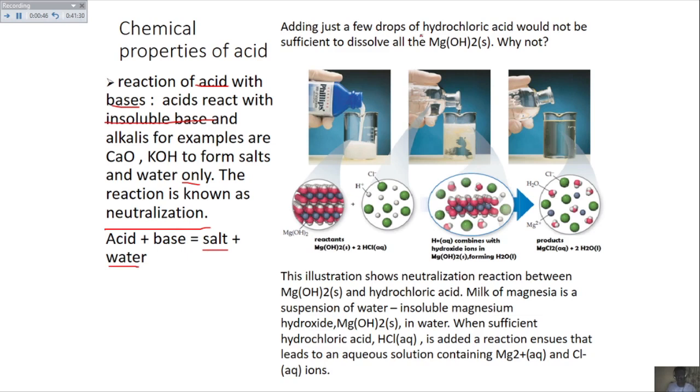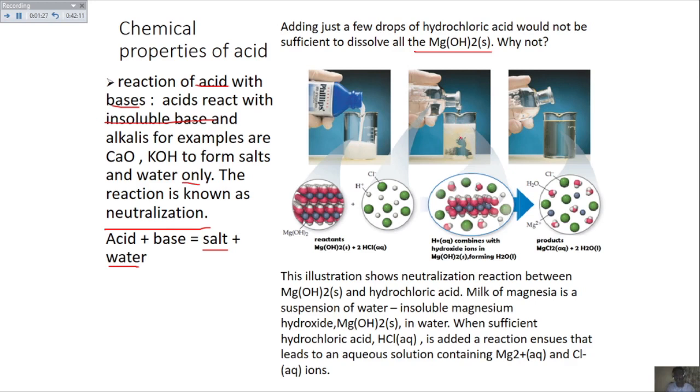Now, adding just a few drops of hydrochloric acid will not be sufficient to dissolve all the magnesium hydroxide. Why not? Can we illustrate this? Look at this magnesium hydroxide. Remember, it is a base, an insoluble base. What is now going to happen? We need to add acid to it, and we need to add enough acid that will be able to dissolve all the magnesium hydroxide.